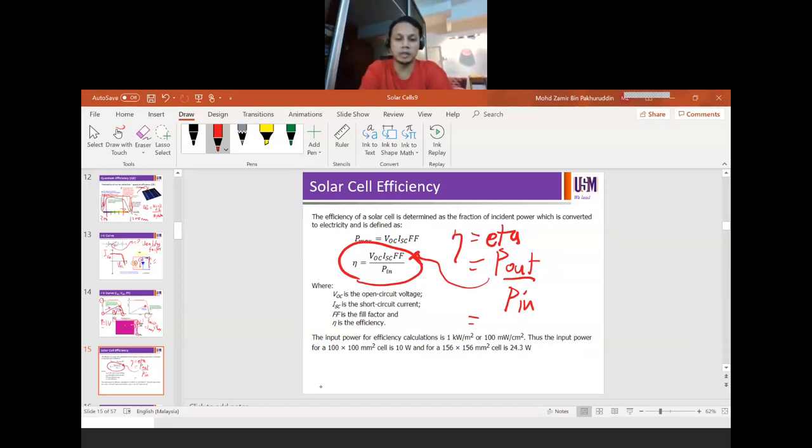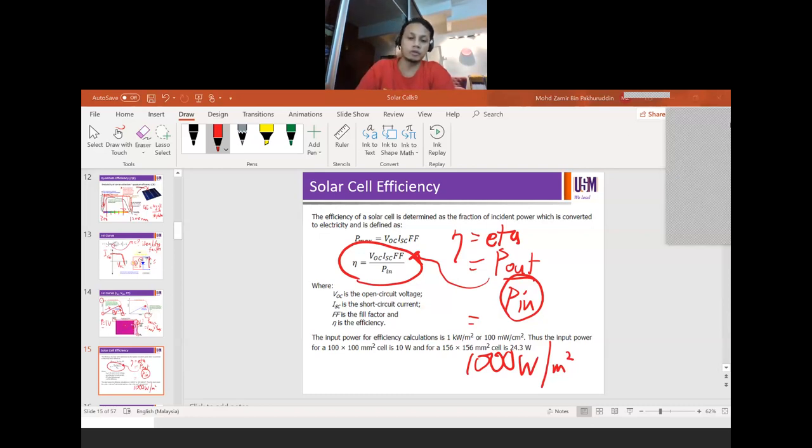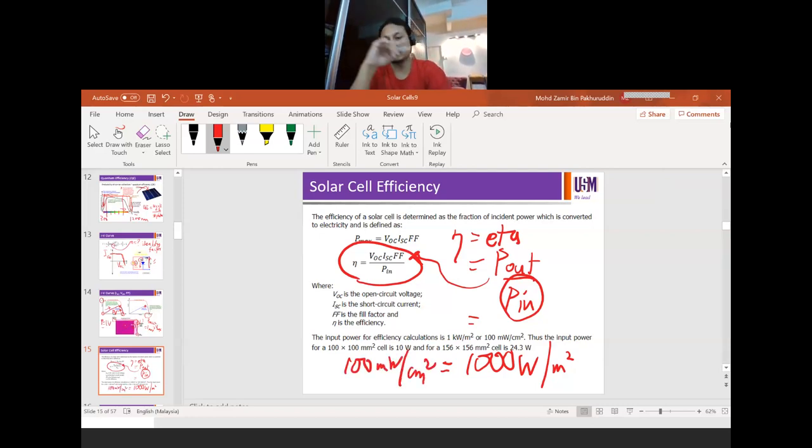P in is the incident power under standard test condition that we've discussed just now. 1000 watt per meter squared. So P in is equal to 1000 watt per meter squared. Or, if you want to convert this into milliwatt per cm squared, you can also use that, 100 milliwatt per cm squared. Right? So it's either in watt or milliwatt. If you use watt, it has to be over m squared. If you use milliwatt, on the other hand, you have to use cm squared.